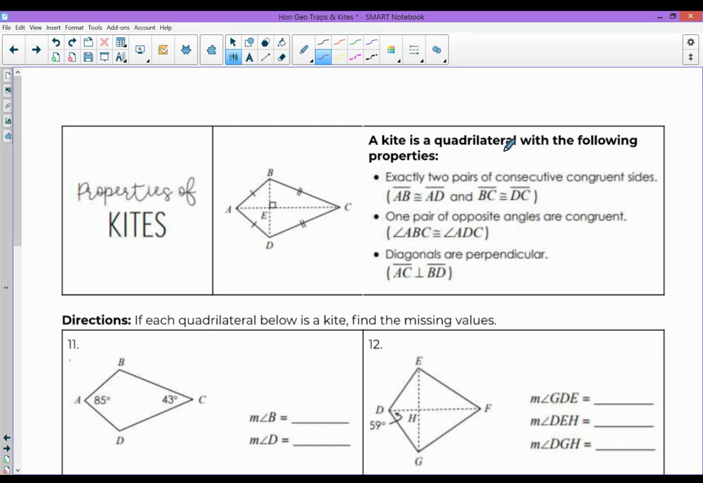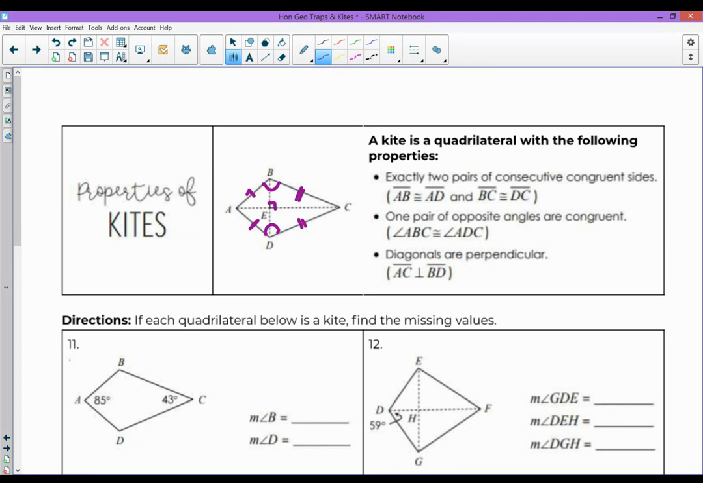Okay, so a kite is a quadrilateral with the following properties. Exactly 2 pairs of consecutive congruent sides. So that's these 2 sides right here, and these 2 sides right here. Has to happen. 1 pair of opposite angles are congruent. So that's these angles are congruent. And the diagonals are perpendicular. So all of that makes for a beautiful kite.